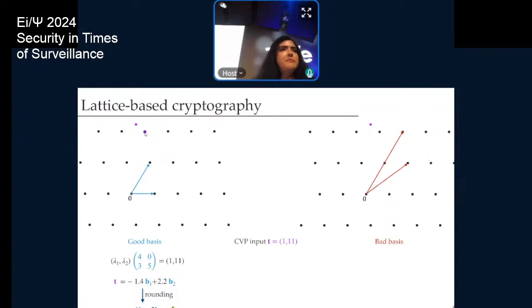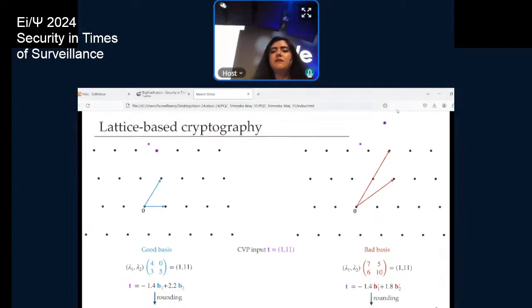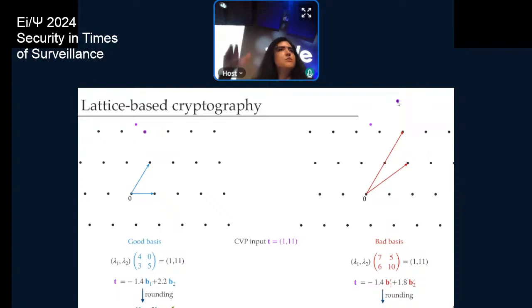If you do the same thing with a bad basis, which describes the same lattice but the vectors are not so orthogonal, I did the rounding again with the combinations, and this gives me this point here, which is farther. And this is just two-dimensional, so it seems like an easy problem, but if you go to higher dimensional lattices, this really becomes hard. And going from a bad basis to a good basis is also a hard problem, so that's why we can't solve it.